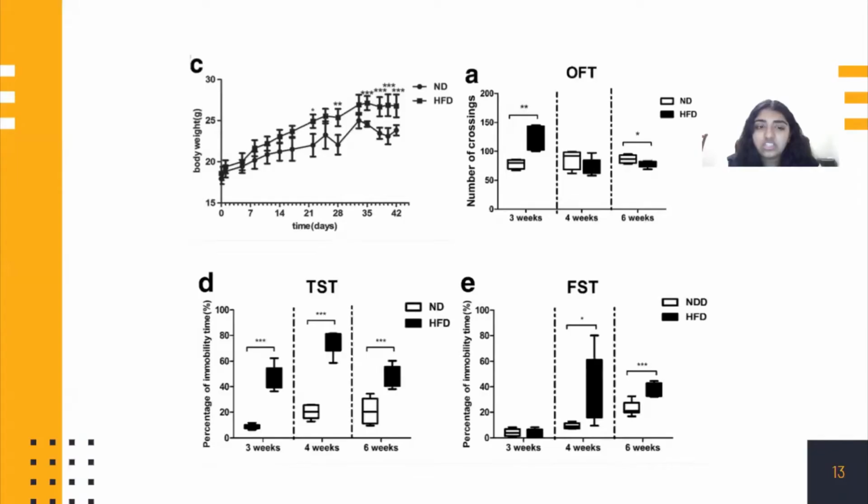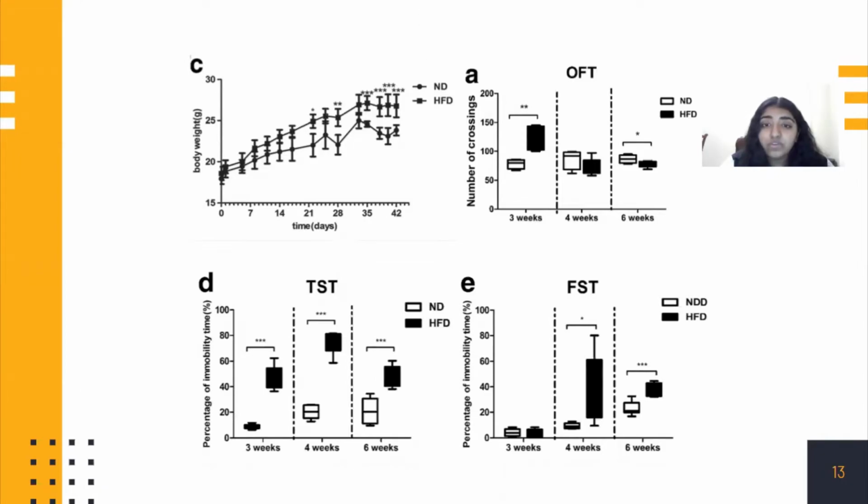Another thing that we can see from the results is that in the tail suspension test and the forced swim test, which are graphs D and E, there are higher levels of immobility time. And as I mentioned before, that means that there were higher levels of worthlessness and despair in these mice, because they had more time that they were basically giving up the fight.